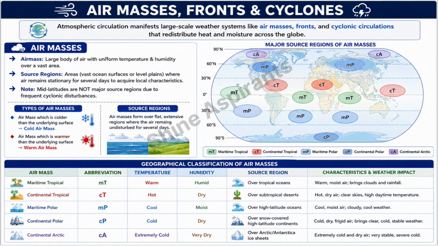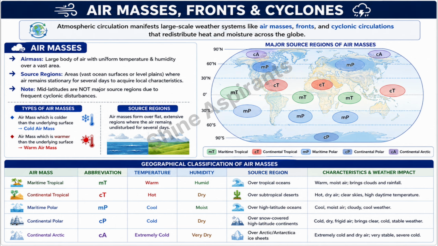Types. Air mass colder than the underlying surface, cold air mass. Air mass warmer than the underlying surface, warm air mass. Geographical classification. Maritime tropical, mT: warm, humid, source over tropical oceans. Continental tropical, cT: hot, dry, source over subtropical deserts.